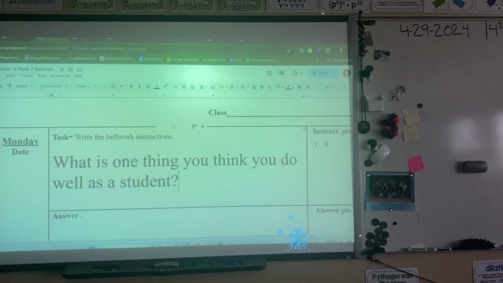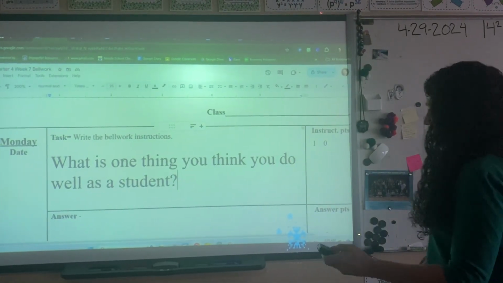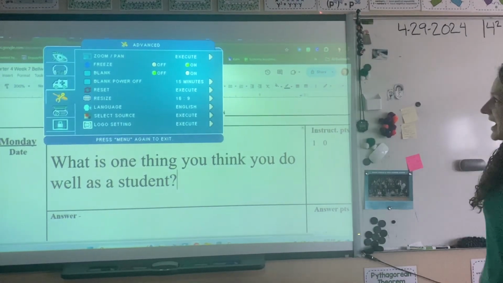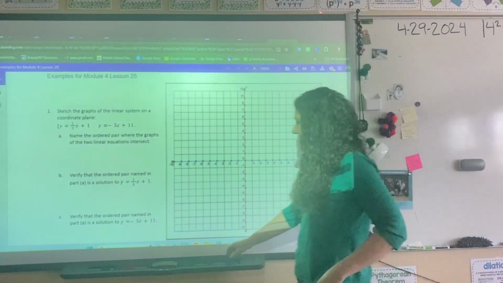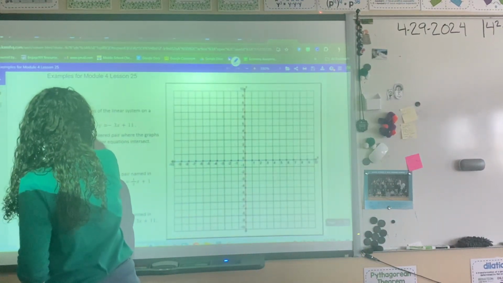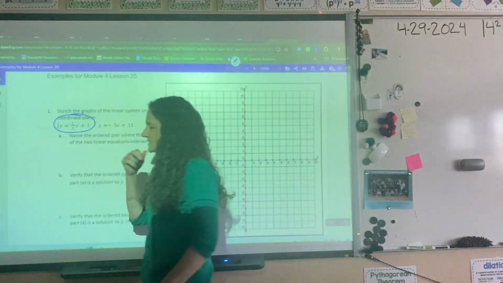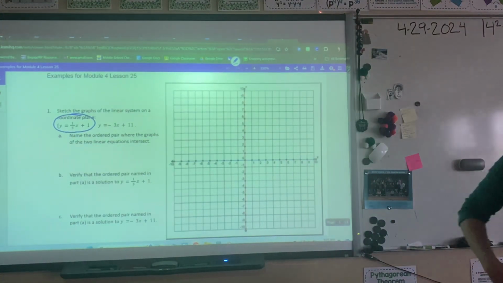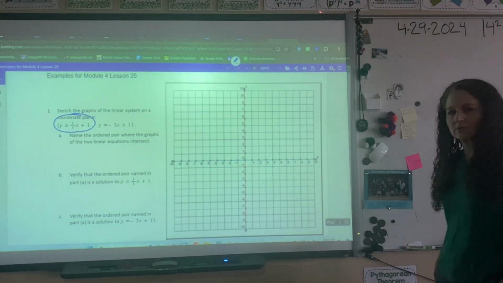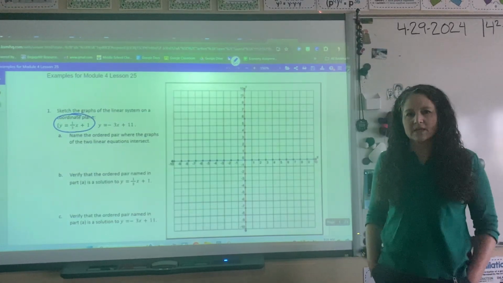Think back to when we started graphing lines. When we graph a line, what does that represent? Let's say I graph the equation y equals 1/3 x plus 1. What does that mean? What is that graph indicating? Maddie, what do you think it indicates?